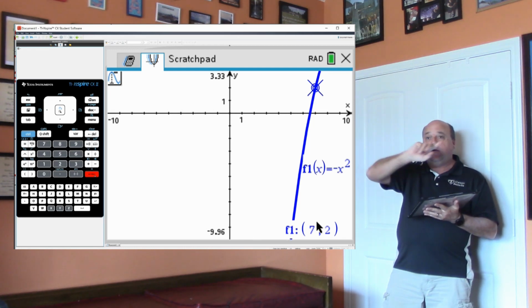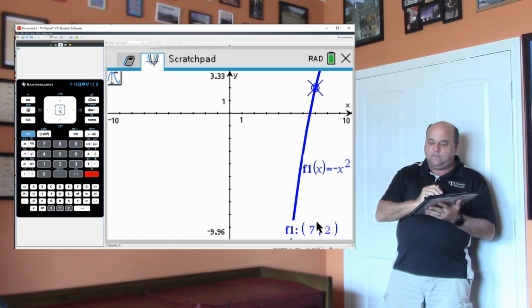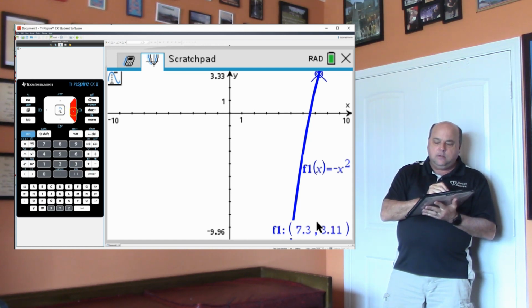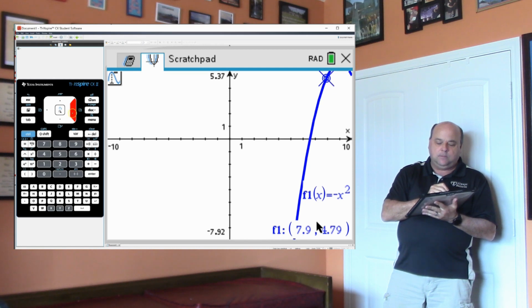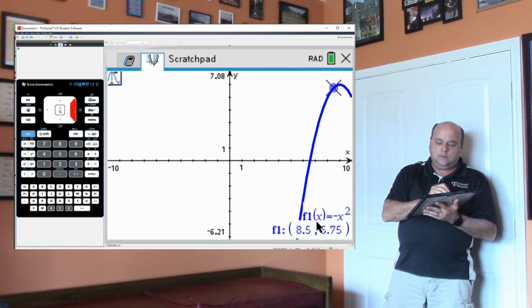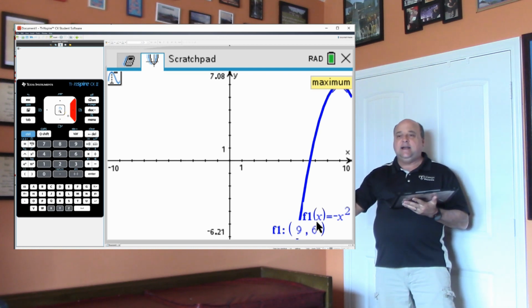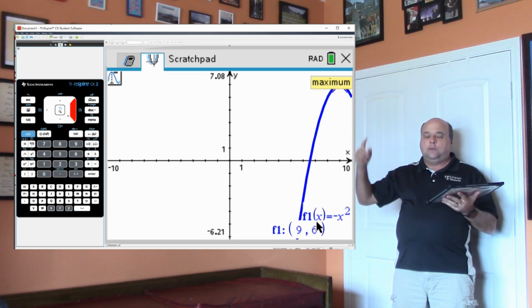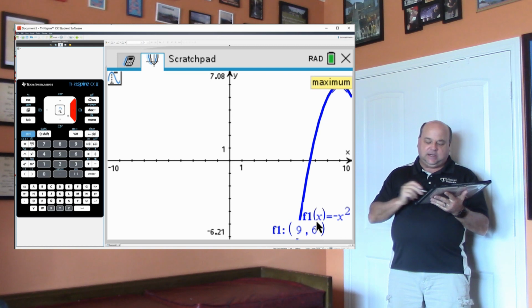You could have just hit that right arrow button if you want. Don't hit the up or down. Hit the left arrow button or the right arrow button. So hit the right arrow button until it says maximum. Almost there. Maximum right there. And it's at 9, comma 6. So my vertex is at 9, comma 6.